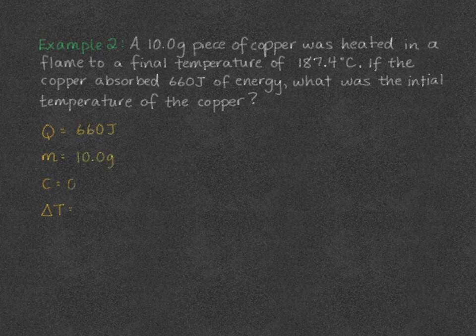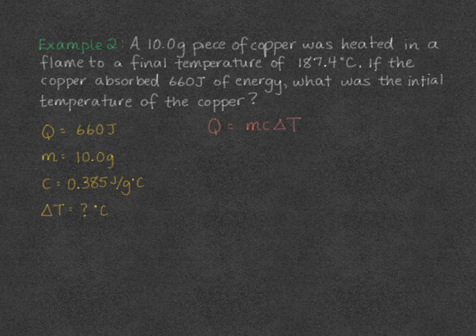The specific heat capacity of copper, you can look this up on page 3 of your data booklet. This is 3.85 joules per gram degrees Celsius. And the change in temperature is the first step of this equation. So our standard equation is Q equals mc delta T. Since we are going to be rearranging for delta T, we're going to divide both sides of that equation by mc.